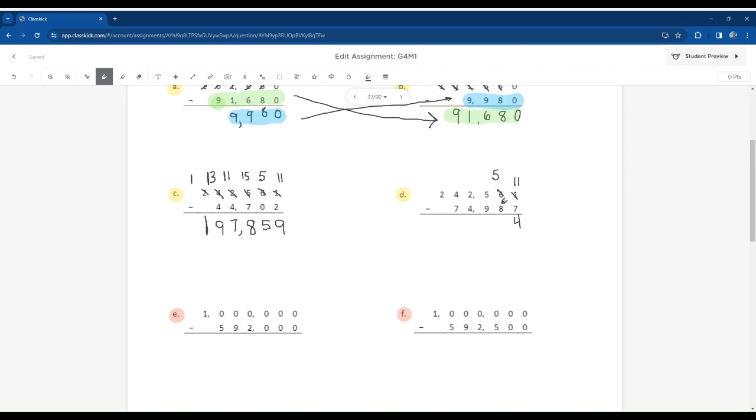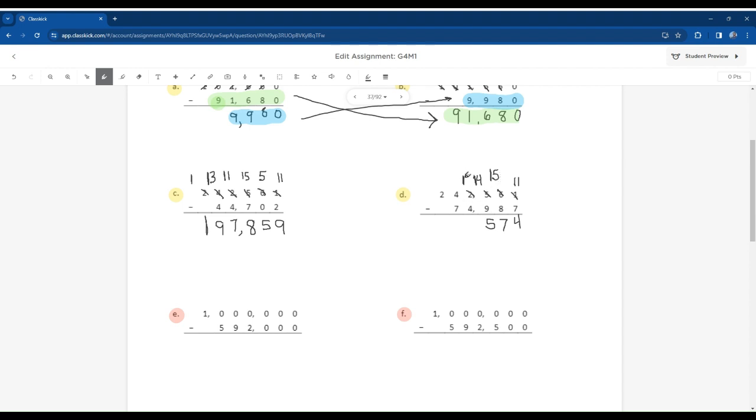5 minus 8, I'll need to regroup in order to be able to do. So I'll regroup 5 hundreds for 4 hundreds and 10 extra tens, and I already have 5 tens. So that becomes 15. 15 minus 8 is 7. 4 minus 9, need to regroup again. So regroup over here from my thousands, 2,000s become 1,000, and then 10 extra hundreds is 14. 14 minus 9 is 5.